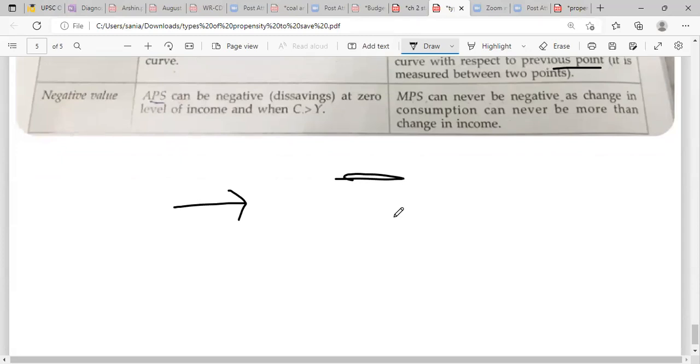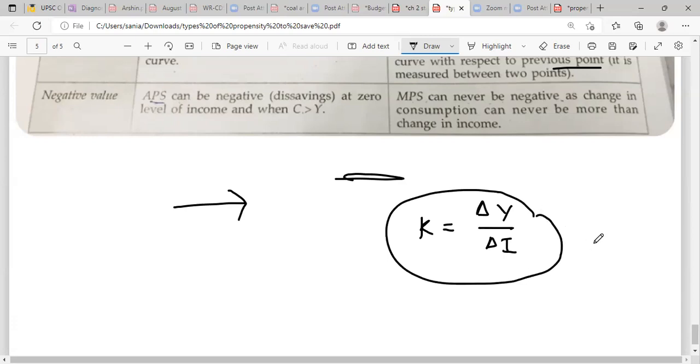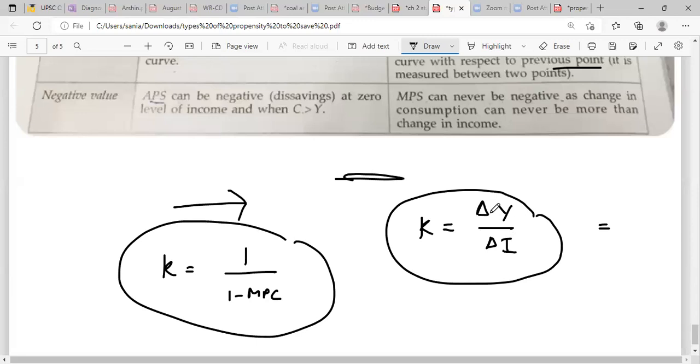So Sanya, you were asking me a few questions. You can ask me now. You were asking me about the K part, right? Yes, ma'am. So for the K part, you just have to remember a few formulas. This is change in income and change in investment, the first formula. Similarly, you will get one more formula, which is K equals 1 divided by 1 minus MPC. In case MPC is given, you can use this formula. But in case your income and investment are given, you can use the other formula.